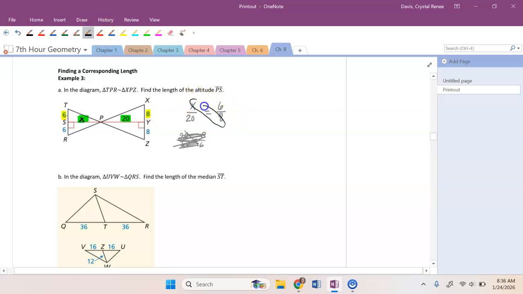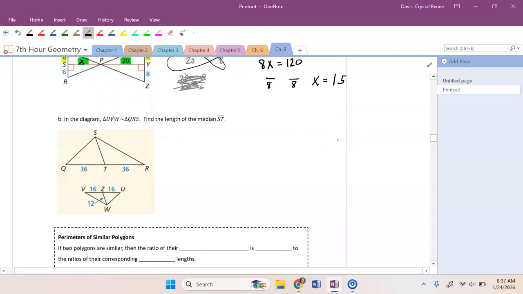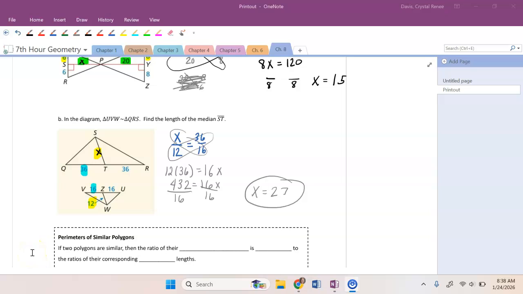All right, so when I solve, we have 8x equals 6 times 20. So 8x is equal to 120, which means x is 15. Okay, I want you to go ahead and pause this and do B on your own. All right, so when you set up a proportion and solved it, you should have gotten that the median here is 27.